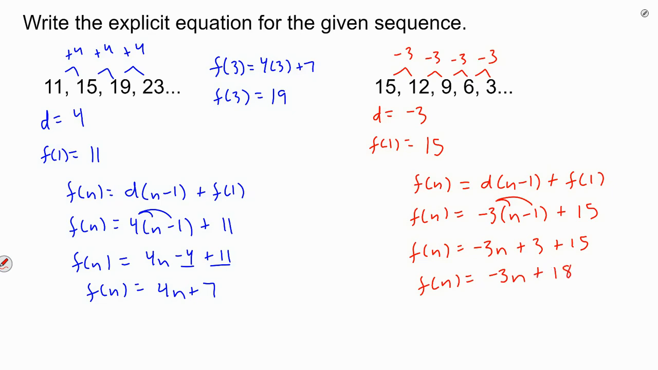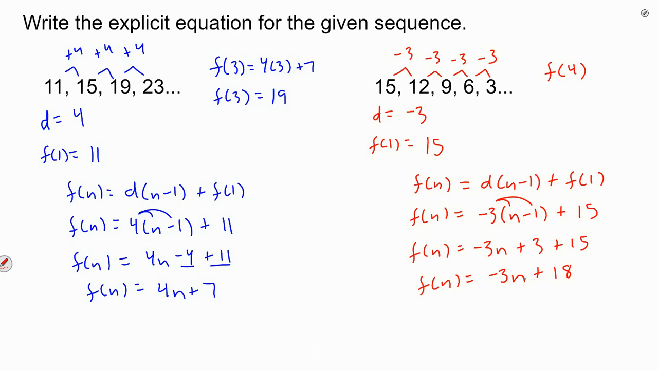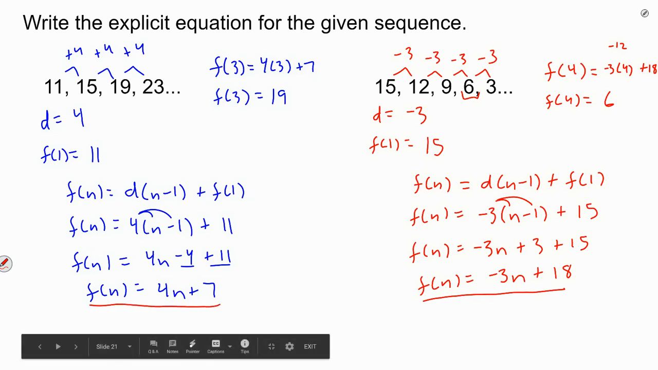Now again, we want to make sure that our equation is correct. So let's test 4. So 4, 1, 2, 3, 4, I should get a value of 6. Let's see if we did that. Negative 3 times 4 plus 18. Oh, getting a little tight here. Let's see what we get. Negative 3 times 4 is negative 12, and negative 12 plus 18 is 6. Lovely. So that is my explicit formula for this sequence.